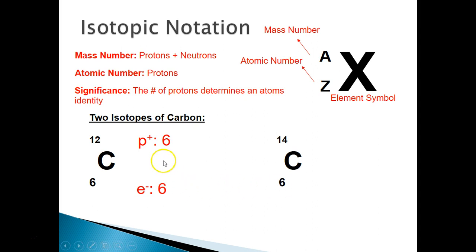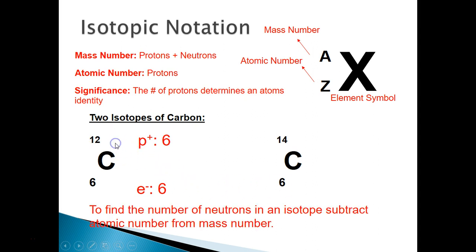Now, to get the number of neutrons, we're going to just subtract the atomic number from the mass number. Now remember, the mass number is the total number of particles in the nucleus, and the atomic number is the number of protons. So if there's 12 total particles and 6 of them are protons, the other 6 must be neutrons.